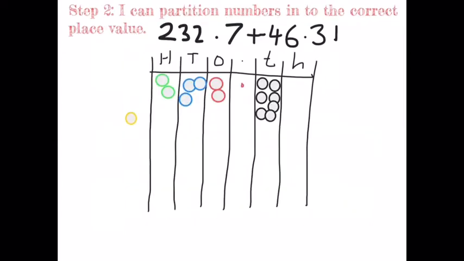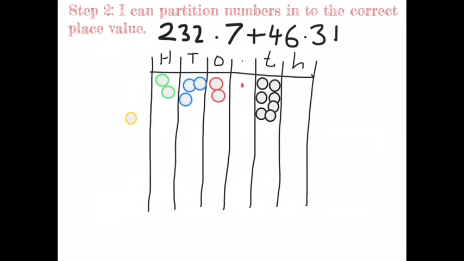Step 2, I can partition numbers into the correct place value. So let's take this first number here, which was 232.7. Now we're going to use counters because this is the concrete method. You can use counters or any other manipulatives or concrete objects that you have in your classroom that your teacher said that you're going to use. In my case, here you can see I've used counters.